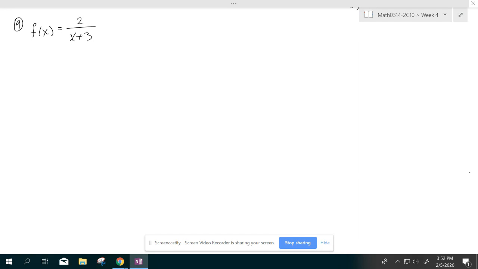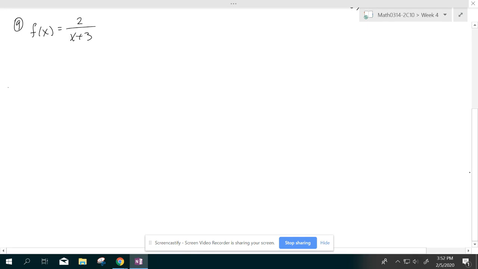Is there any number that x can't be? Negative 3, because the bottom can't equal 0. Right. Okay, so let's start from the top, from the beginning. Does a rational function have a restriction? Yes. What can the denominator never be?